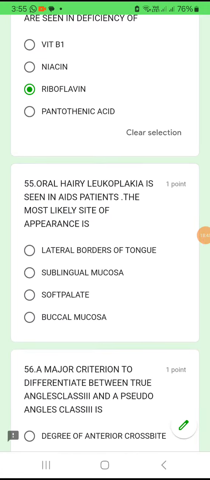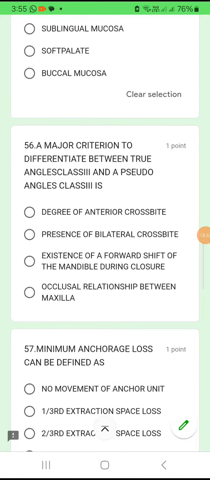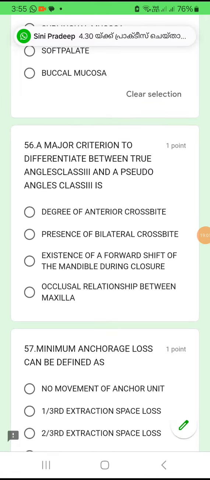Question number 55, oral hairy leukoplakia is seen in AIDS patients. The most likely site of appearance. Oral hairy leukoplakia seen in which area? Mostly in the lateral border of the tongue. So option A.